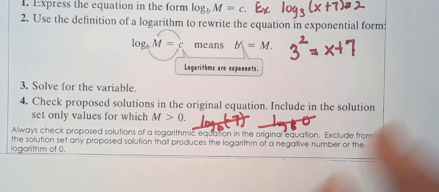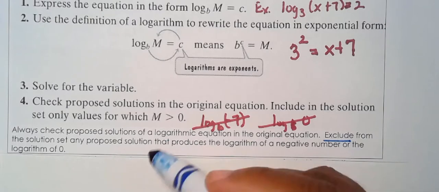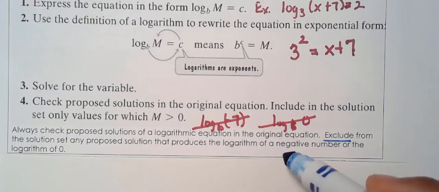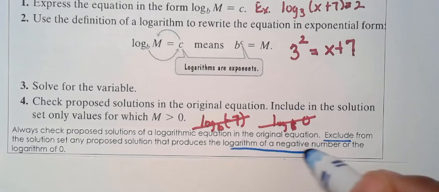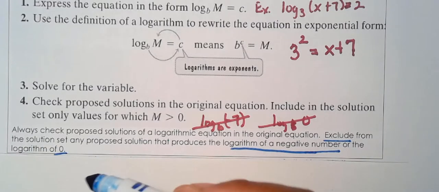If we go back to intermediate algebra where we talked about extraneous solutions, yes, we were able to solve it and get an answer, but when we go back and check our work, it does not present itself. It's not equal. So underline this part. This is very important. Exclude from the solution set any proposed solution that produces the logarithm of a negative number or a logarithm of 0.